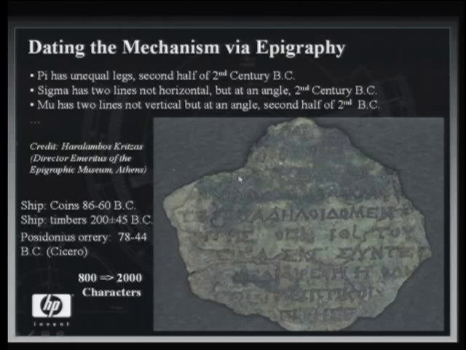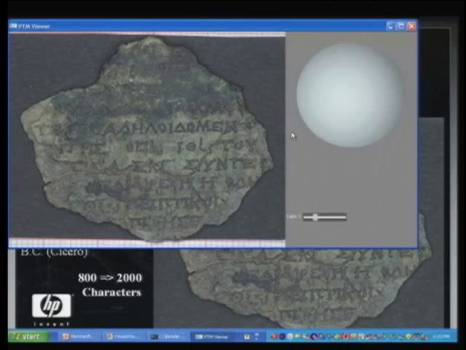And I guess before I pull it up, I should say that this one fragment actually tells you enough to date the mechanism roughly itself. For dating, it was also helpful that they found coins on the surface on the ship itself that date back from 86 to 60 BC. They were able to radiocarbon date the timbers, the masts of the ship itself. So the ship was from about 200 BC. But let me show you this fragment in a little bit of detail here.